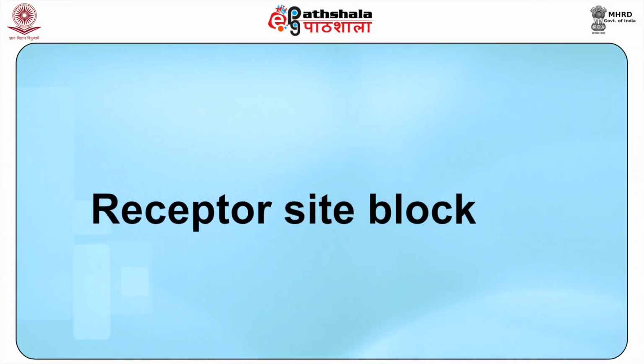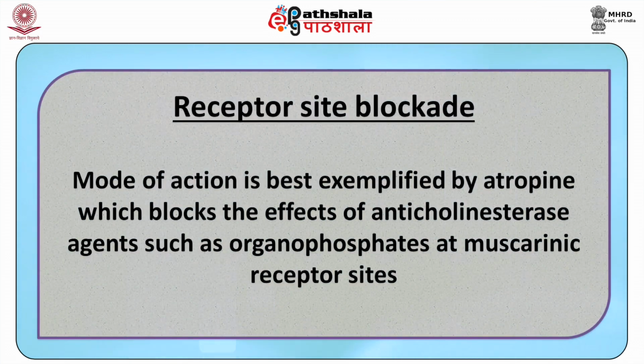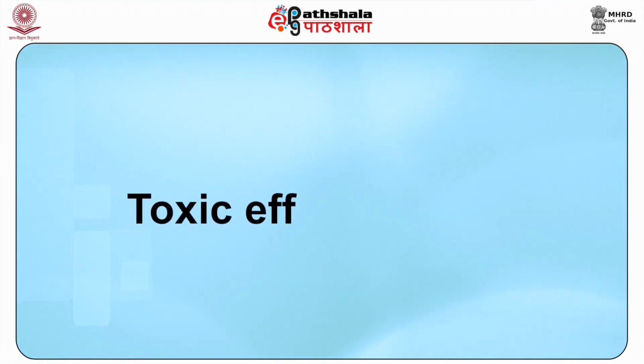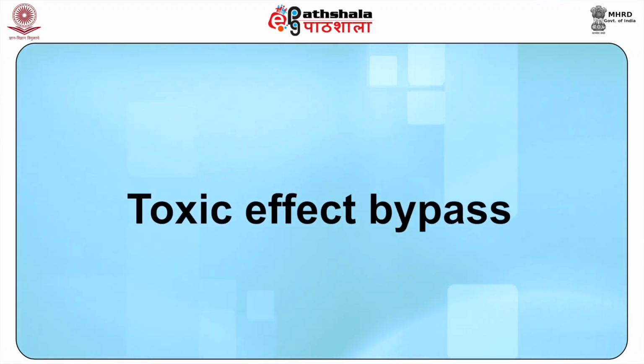Now the fifth, receptor site blockade. This mode of action is best exemplified by atropine, which blocks the effect of anticholinesterase agents such as organophosphates at muscarinic receptor sites. Now the sixth point, toxic effect bypass. An example of this type of antidotal action is provided by the use of 100% oxygen in cyanide poisoning.